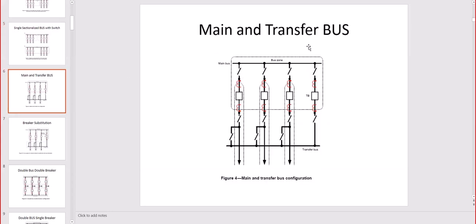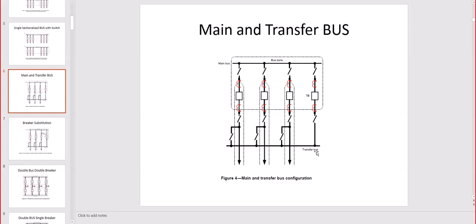Main and transfer bus. In this case we have the main bus on the top and then a transfer bus on the bottom. What's happening here is each feeder has a breaker with CTs on both sides, and then you have a switch on the top and the bottom in continuation for maintenance and isolation purposes. And then you have another switch that is connecting to the transfer bus.